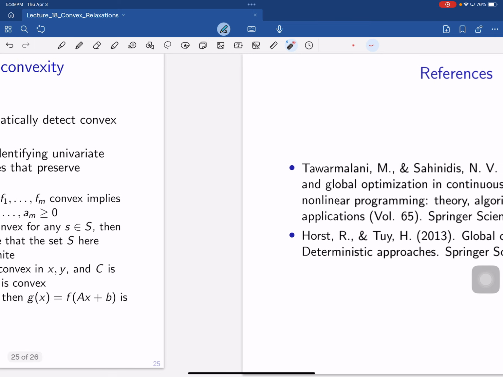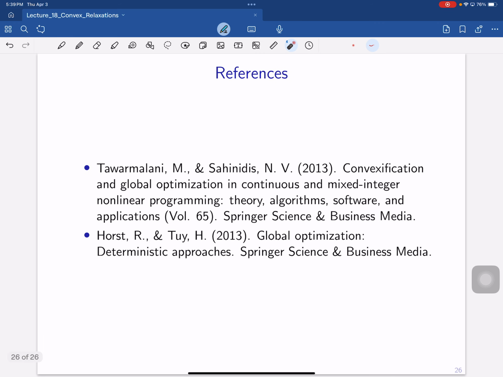Okay, so that's almost all I want to cover in this lecture. Again, if you are interested in more theoretical details, you could refer to these two classic textbooks on global optimization.